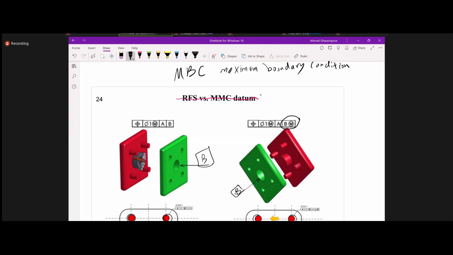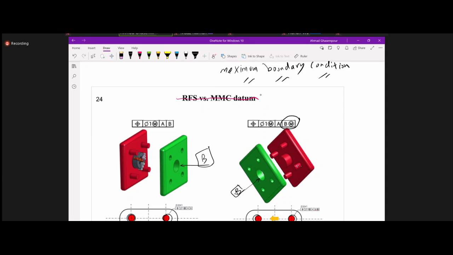Right? Least material condition is least boundary condition. And RFS, which was regardless of feature size, is called regardless of boundary condition. All right. So these have changed according to these.